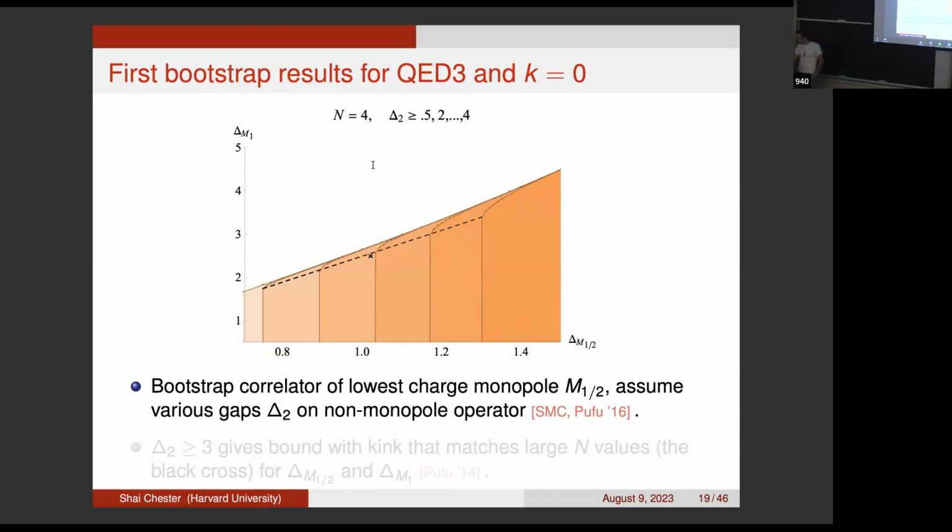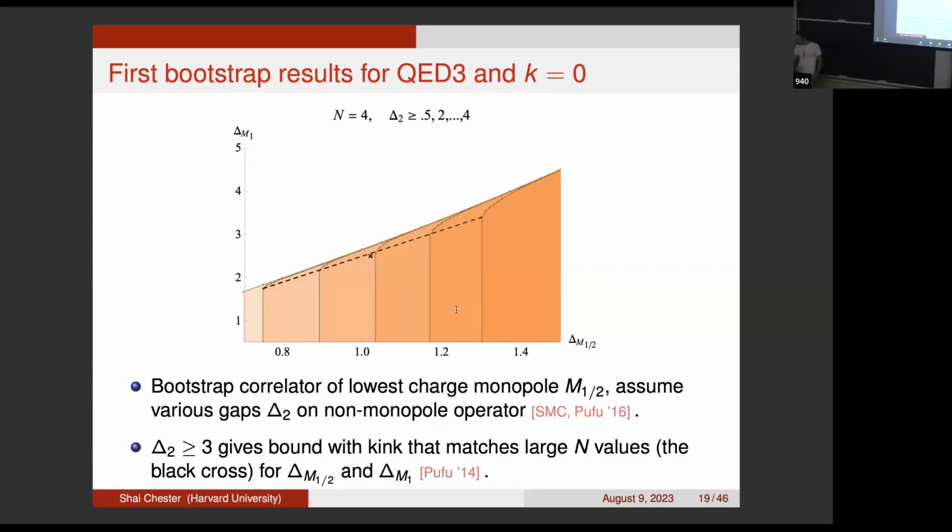So here's a plot. We were focusing on 4 fermions, QED3, Chern-Simons level 0. The x-axis is the lowest charge monopole, the y-axis is the second lowest charge monopole. We're plotting the scaling dimensions. And so this first result is that we got various upper bounds which would change depending on some assumption we made in the spectrum. So we would assume that a certain non-monopole operator would have a scaling dimension of at least a certain value. And this was just something we had to put in to get interesting results.